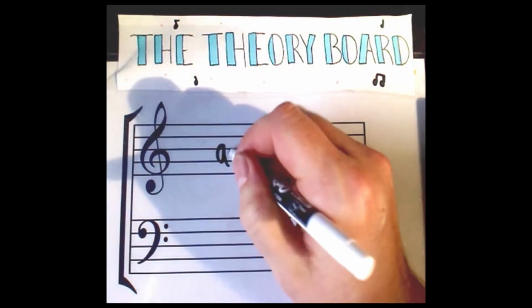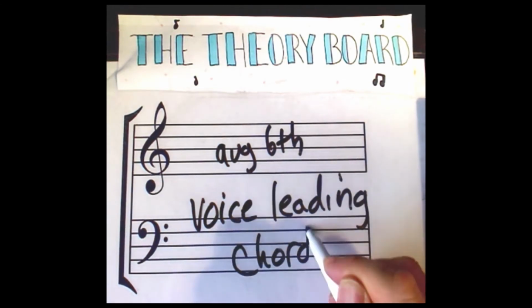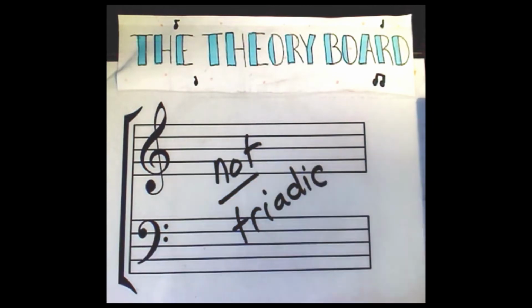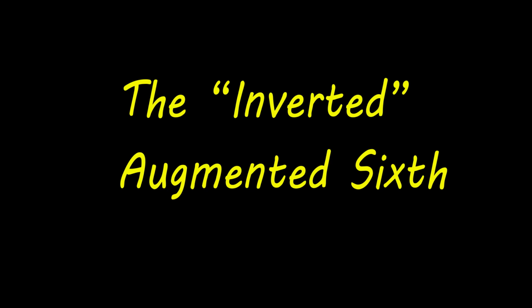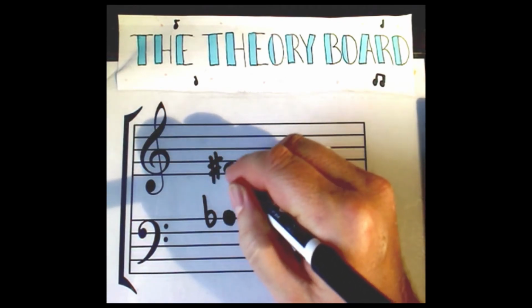Well, think about this. Augmented sixth chords are not triads. They're voice-leading chords. So we can't stack them in thirds like we can seventh chords and other kinds of triads. So the first type of weird augmented sixth chord we're going to look at is the inverted augmented sixth. And the word inverted is in quotes because we know that you can't invert it like we can a triad. So what are we inverting anyway?